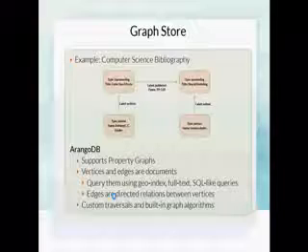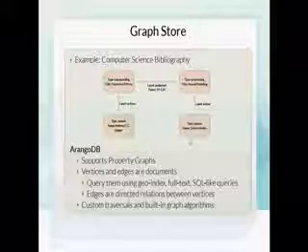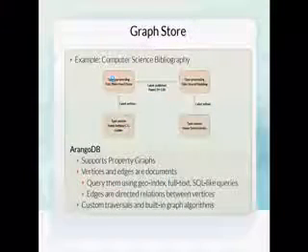This kind of database is designed for data whose relations are well represented as a graph, consisting of elements interconnected with a finite number of relations between them. The type of data could be social relations, public transport links, road maps, or network topologies. One example is a computer science bibliography. Here it shows the graph store structure for a computer science bibliography.